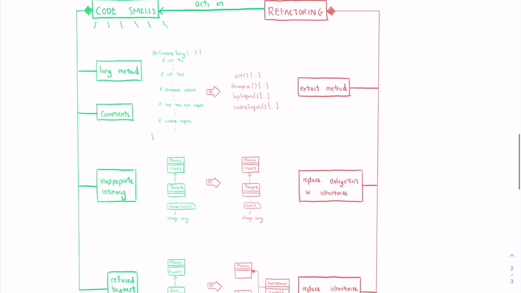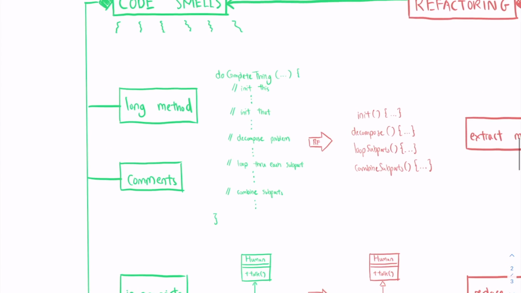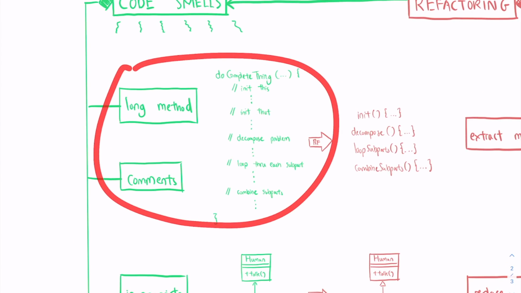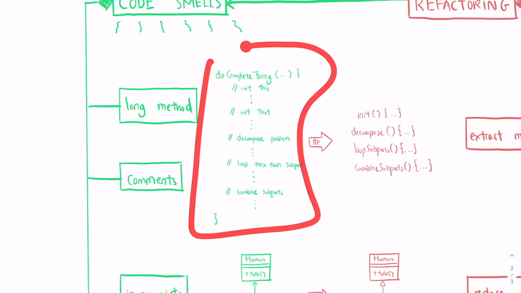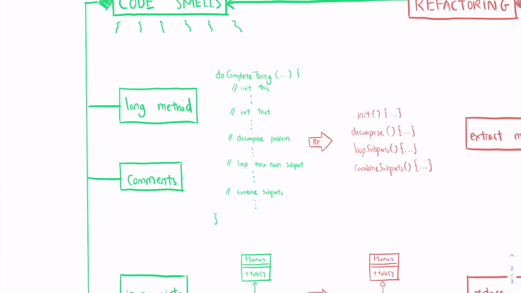Here, this code over here, sorry, let me circle the right code here. So the code over here exhibits two code smells.